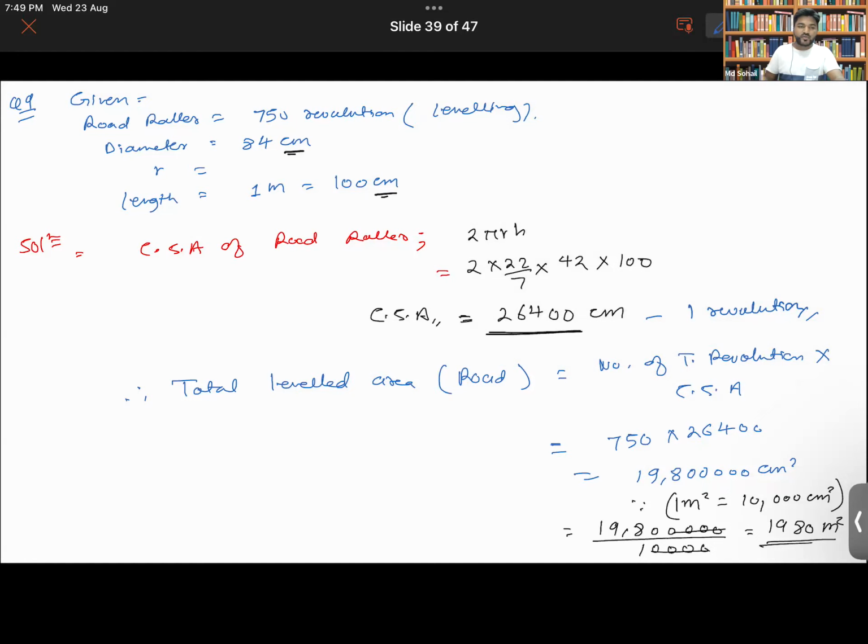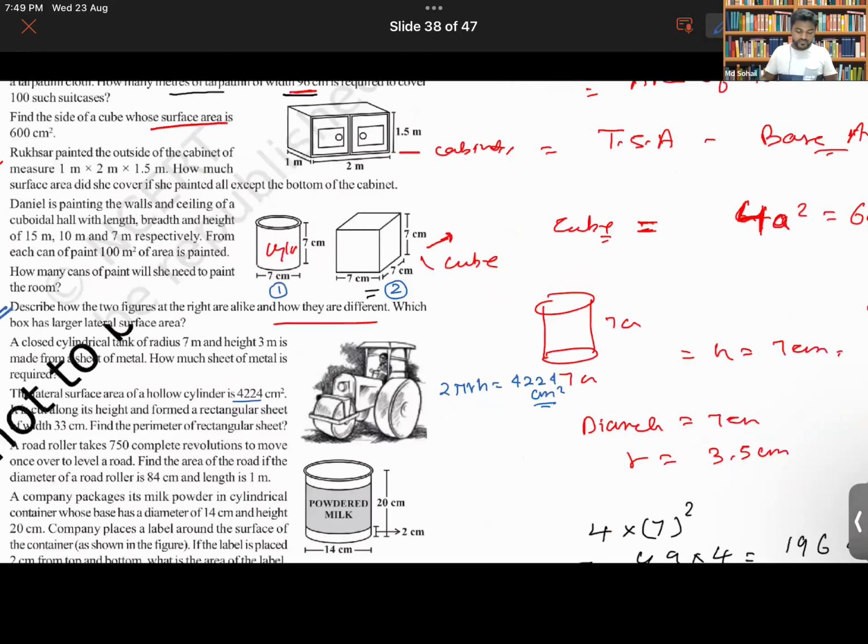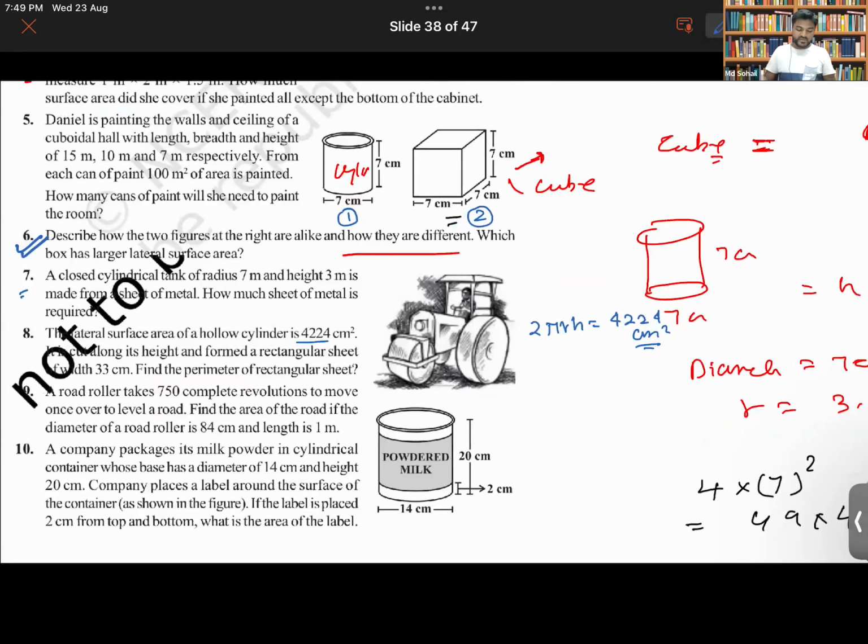Now moving on to next question, question number 10. A company packages its milk powder in a cylindrical container whose base is of this diameter and height is given. Company places a label around the surface of the container as shown in the figure. Now if the label is placed 2 centimeter from top and bottom, what is the area of the label? So first we remove 2 centimeters from the height, from the top and bottom. So it will be height minus 4 centimeter, which is 16 centimeter.